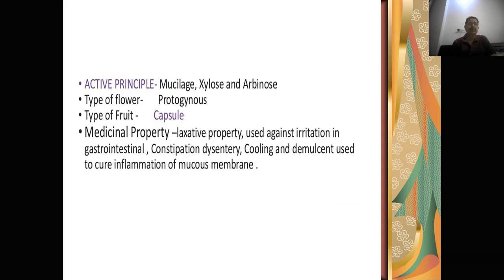The active principle found in the Isabgol is mucilage, psilose and arabinose, and type of flower of Isabgol is protogynous and type of fruit is capsule.